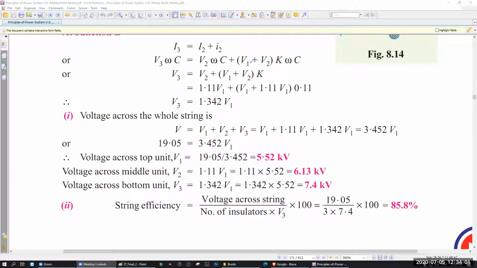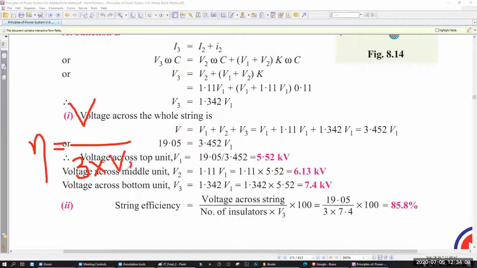So your actual formula is V over 3 times V3, right? Yes, sir. That's the formula. So 19.05 is your V, 3 is 3, and 7.4 is V3. So your efficiency is 85.8%. That is not good. Okay? That is not good. Understand?